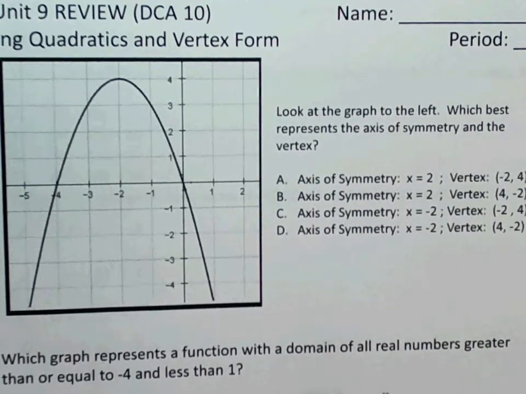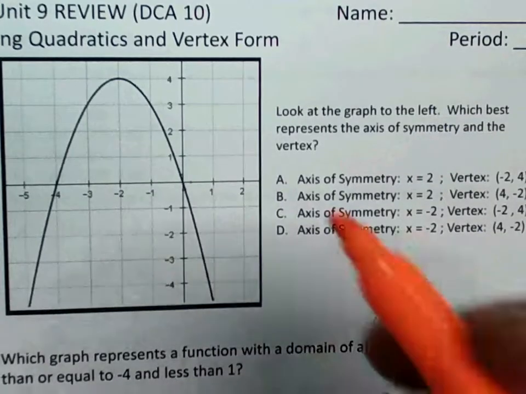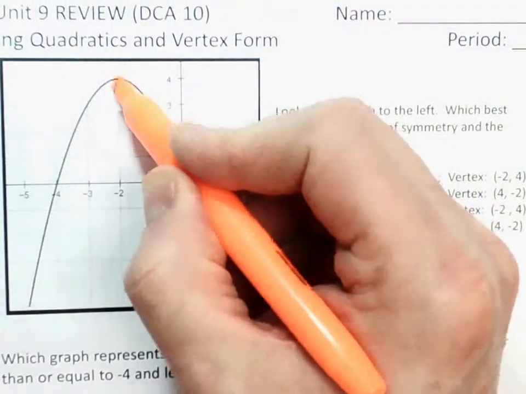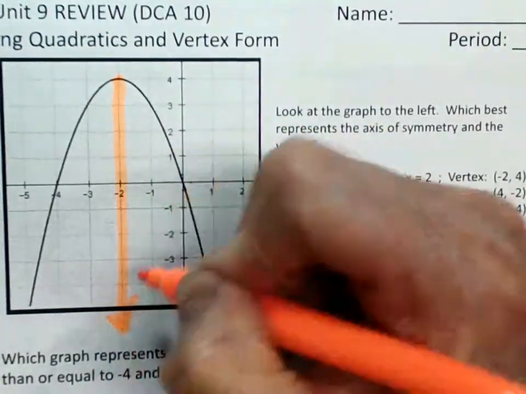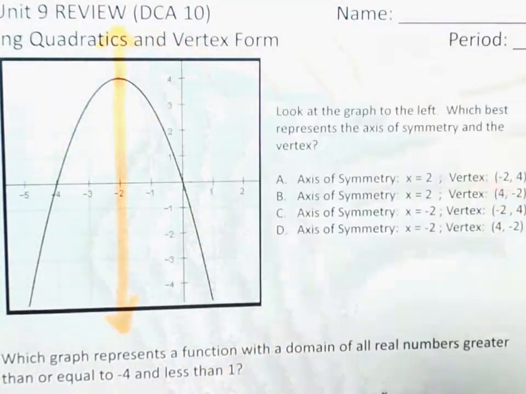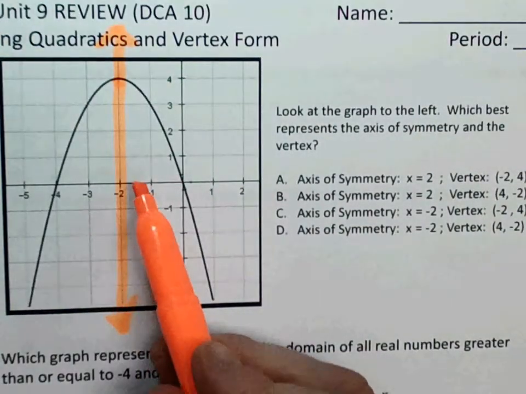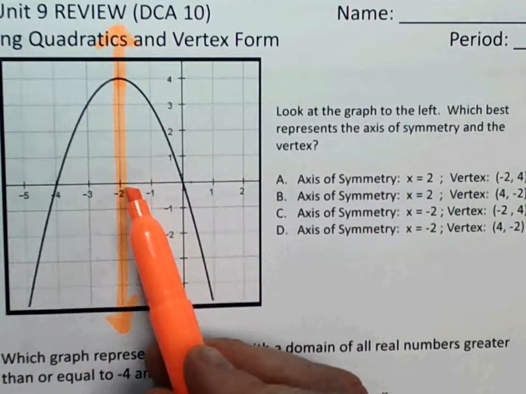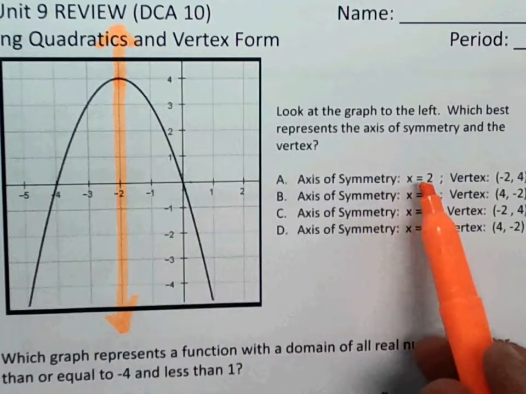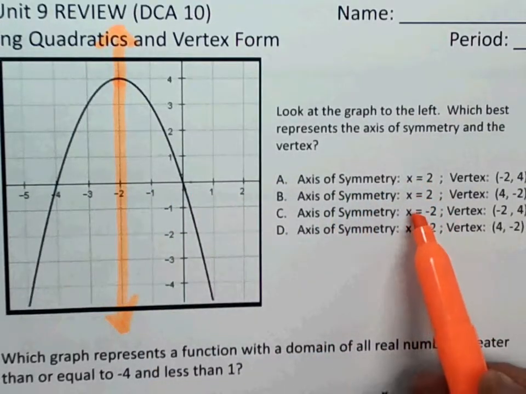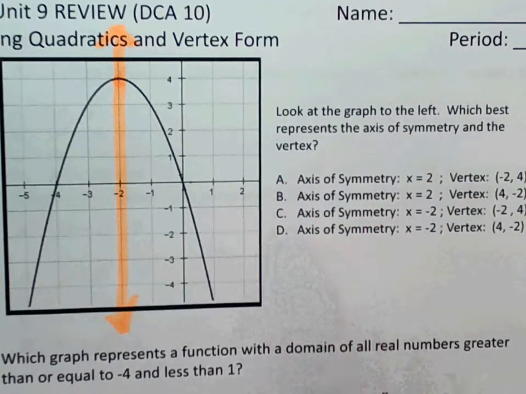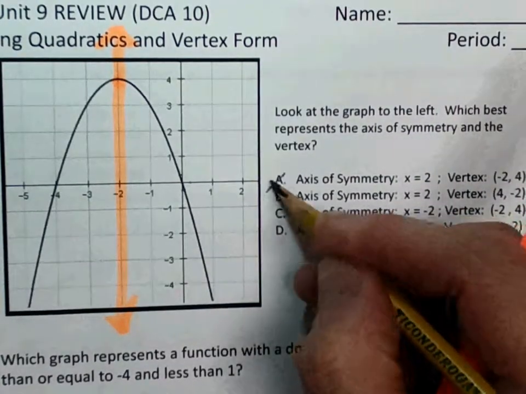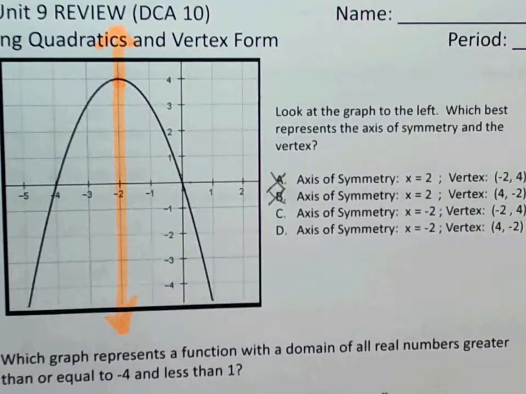The axis of symmetry slices the parabola in half. So if we find our maximum point in this case right here, and we draw a line of symmetry that's vertical, this way right here, we can see that it crosses the x-axis at -2. So since all of these are x equals, I look for ones that say -2. So just knowing that, the answer is between C and D. So we'll eliminate A and B.